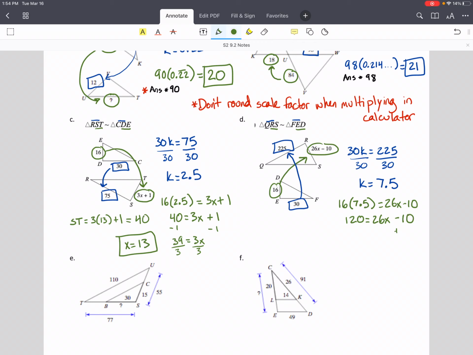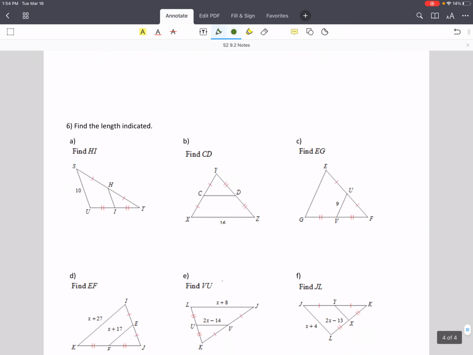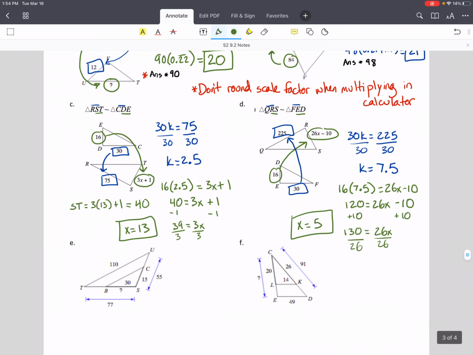Great. Can add 10. And now we can divide by 26. And I get 5. All right, I'm going to pick up in another video so it's not forever and a day long.